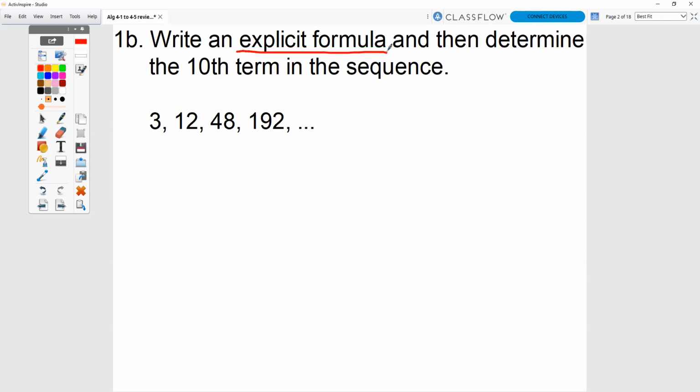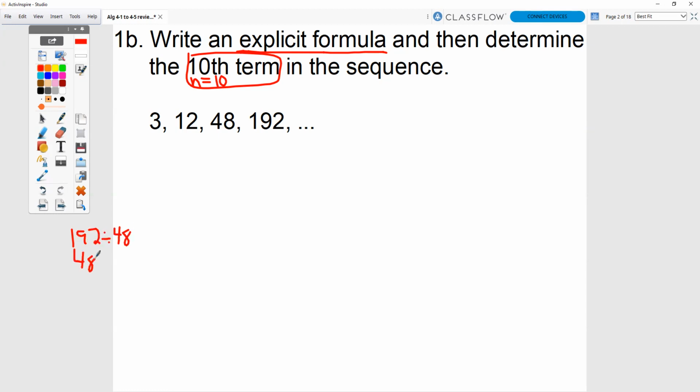When we take a look at 1b, write an explicit formula. So again, we want that generic formula, and then determine the 10th term in the sequence. So that means n is going to equal 10. When I take a look at this one, I see 3, 12, 48, 192. I can tell right away that we're not adding by the same thing each time. We're not subtracting by the same thing each time. We're definitely multiplying.